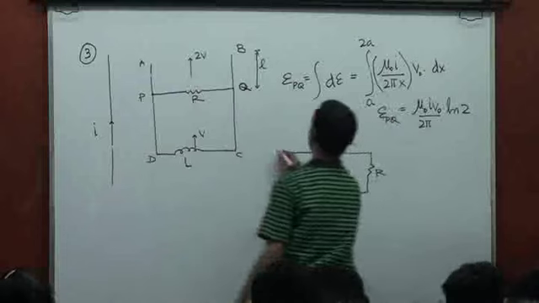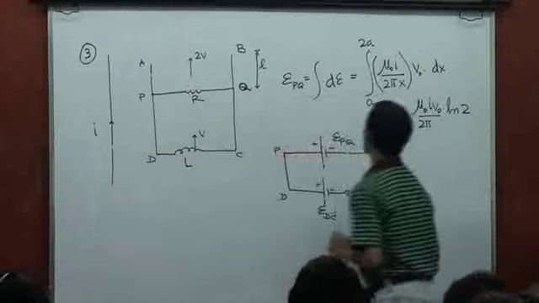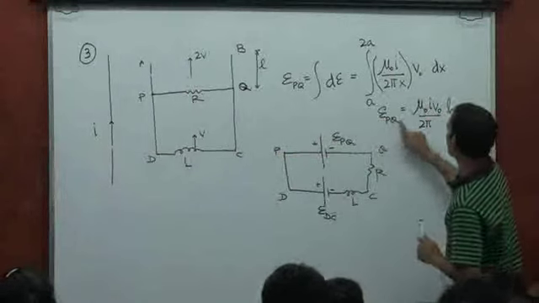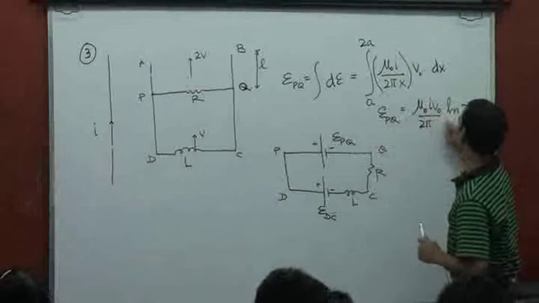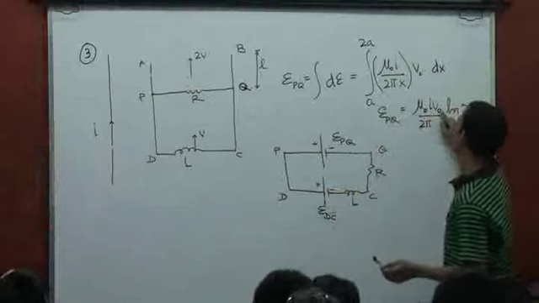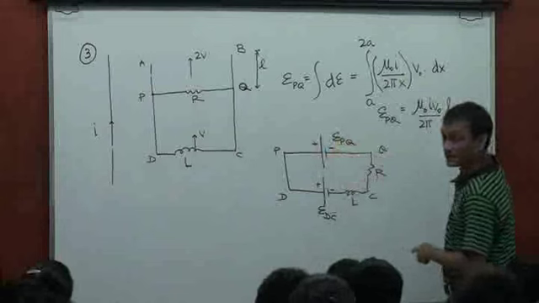This is the equivalent circuit PQCD, right? Where EPSA PQ is mu naught I 2V by 2 pi log 2. What's EPSA DC? EPSA DC, instead of V0 you have V. That means EPSA PQ is larger than EPSA DC.